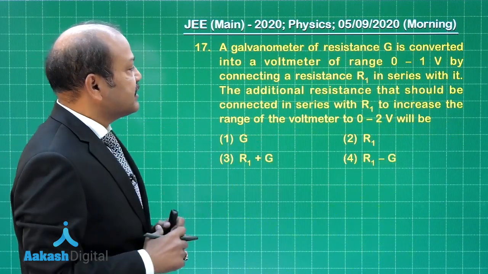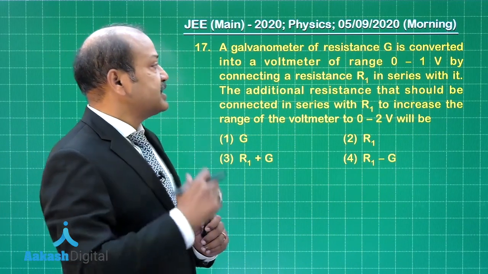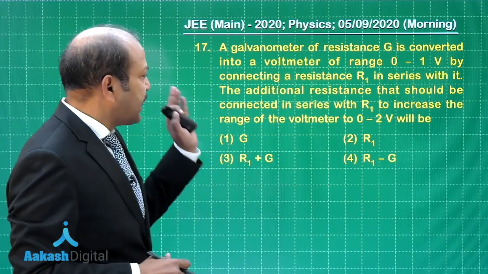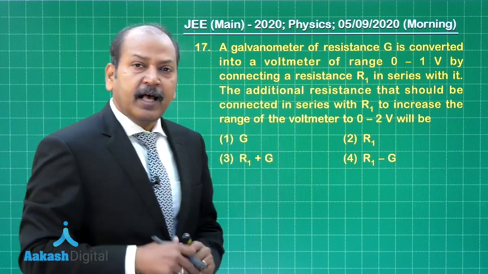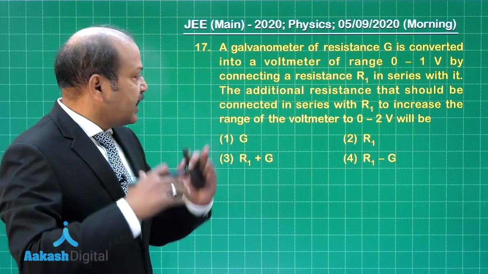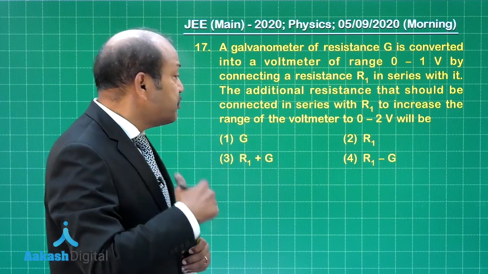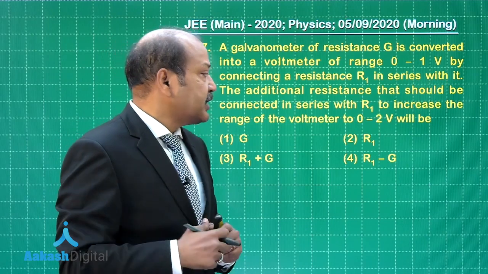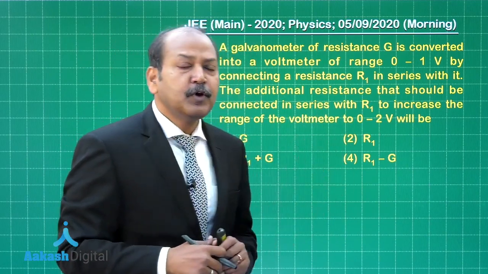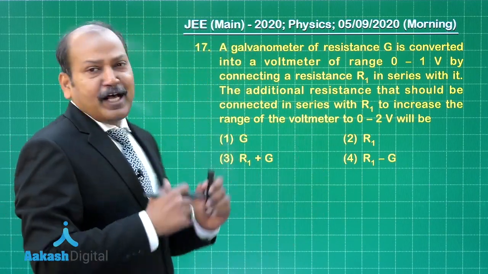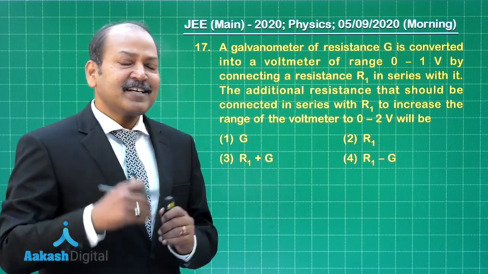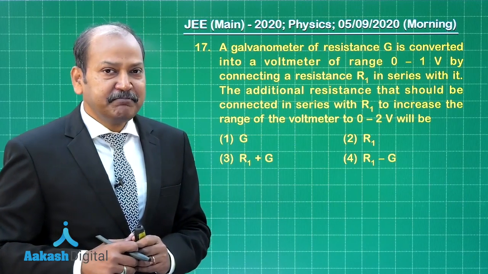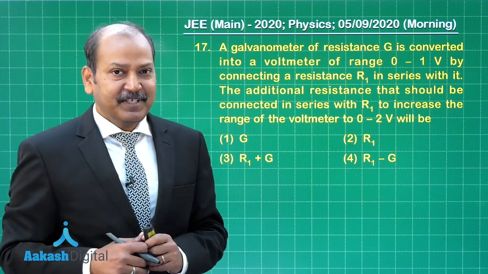Question 17 says a galvanometer of resistance capital G is converted into a voltmeter of range 0 to 1 volt by connecting a resistance R1 in series with it. The additional resistance that should be connected in series with R1 to increase the range of the voltmeter to 0 to 2 volt will be. A pretty simple question based on current electricity. It is about conversion of a moving coil galvanometer into a voltmeter.